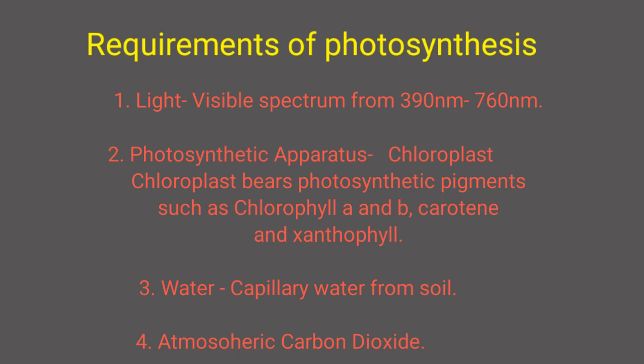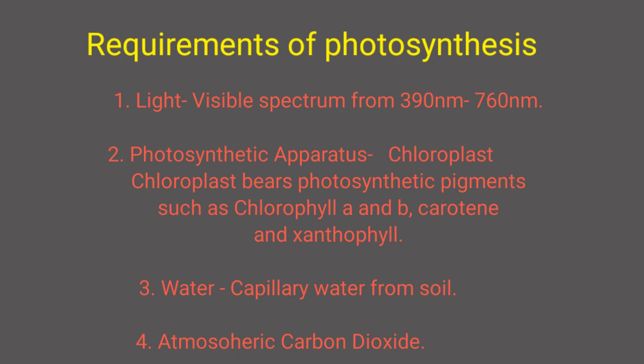And here the light is the visible light of the spectrum of electromagnetic radiation, which ranges in wavelength between 390 nanometer to 760 nanometer. So generally this is the visible spectrum, and these discrete light particles are called quanta or photons. This whole range of wavelength, from 390 nanometer to 760 nanometer, comes in the range of VIBGYOR. This is also called photosynthetically active radiation, PAR.